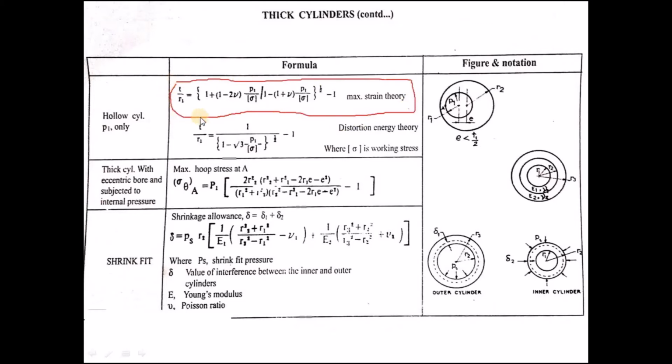Using this we can design a thick cylinder. There is a condition: the material should be ductile and both ends of the cylinder are closed. If both ends are closed, can it be used for an engine cylinder? No, it is not possible, because one end is closed and the other end is moving, not in a fixed position. So in that case it cannot be used. Clear? Clavarino's equation.